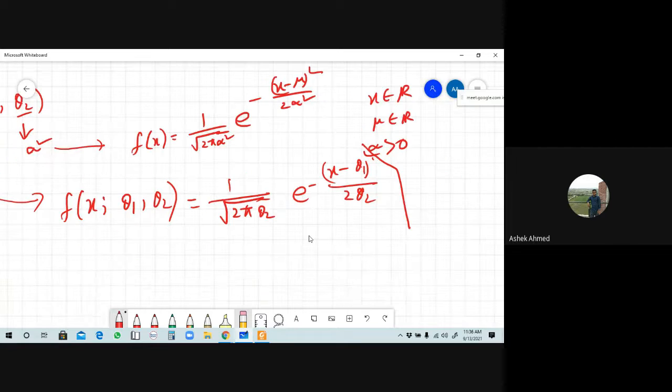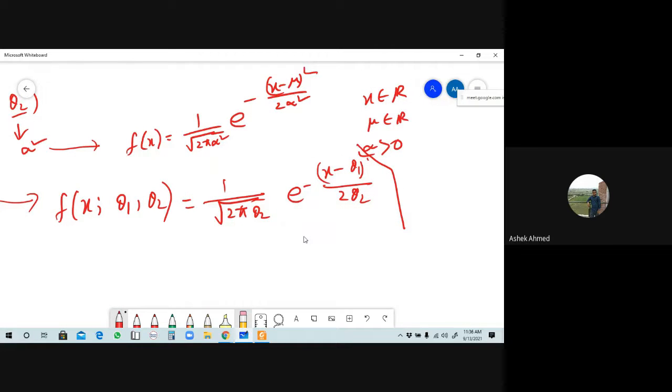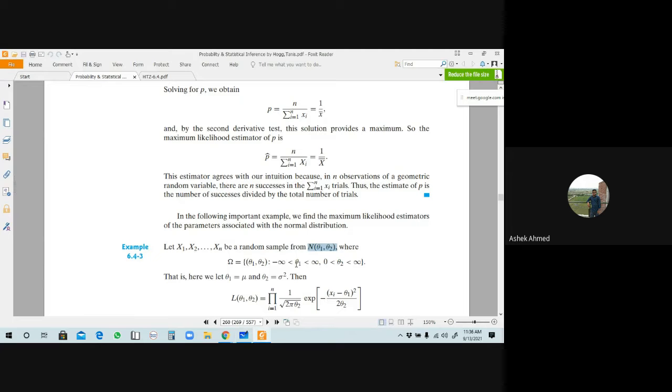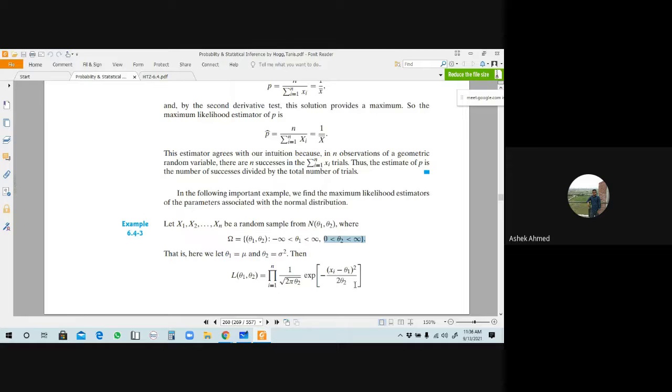From here we can say that the value of x was a real number. Mu is a real number, so theta 1 will be a real number. Sigma is greater than 0, so the value of theta 2 is also greater than 0. So the value of theta 1 lies between minus infinity and plus infinity, and theta 2 is greater than 0 here. In this problem, how many parameters are there? 2 parameters.